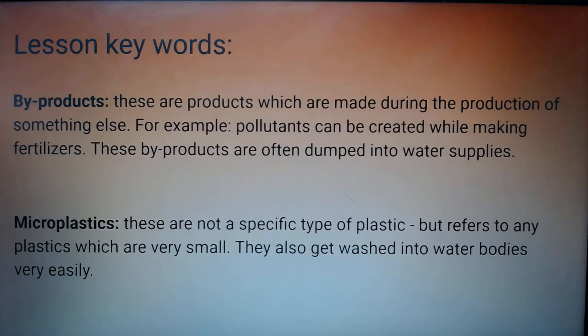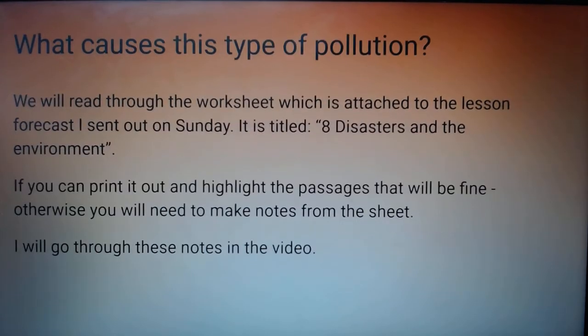Microplastics then, these are not a specific type of plastic, but refer to any plastics which are very small. Micro, meaning small. They also get washed into water bodies very easily. They've started to find these microplastics in the stomachs of lots of fish and turtles and all sorts of wildlife. And when they take samples from water, or sand, rocks and soil from the bottom of the oceans, they find huge levels of microplastics in them already. So they're very serious.